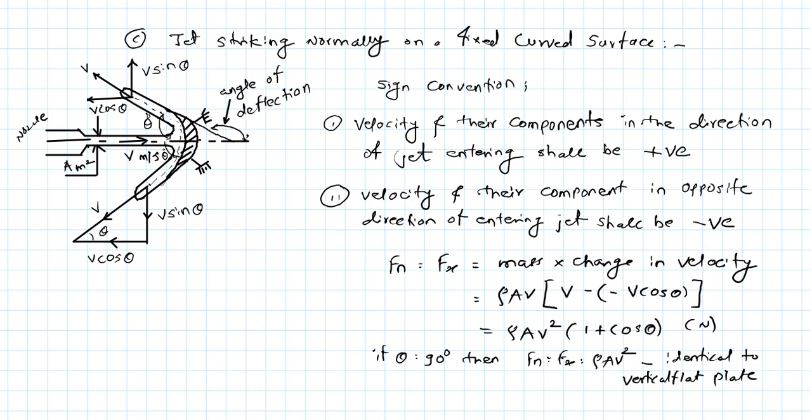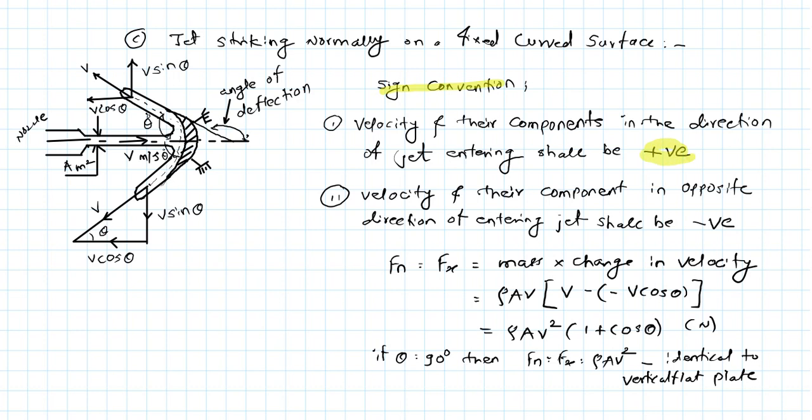Let's assume the surface is very smooth, so after deflection it will move with the velocity v. Before proceeding further, as v is curving, some sign conventions are there. The velocity and the velocity component in the direction of the jet shall be positive.